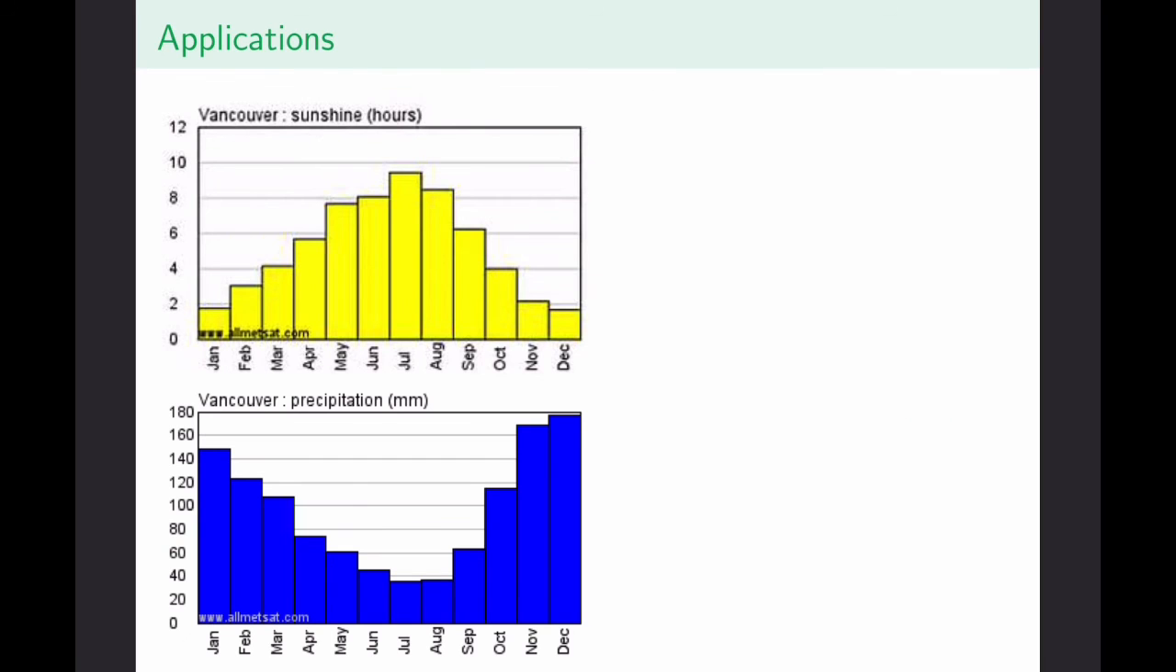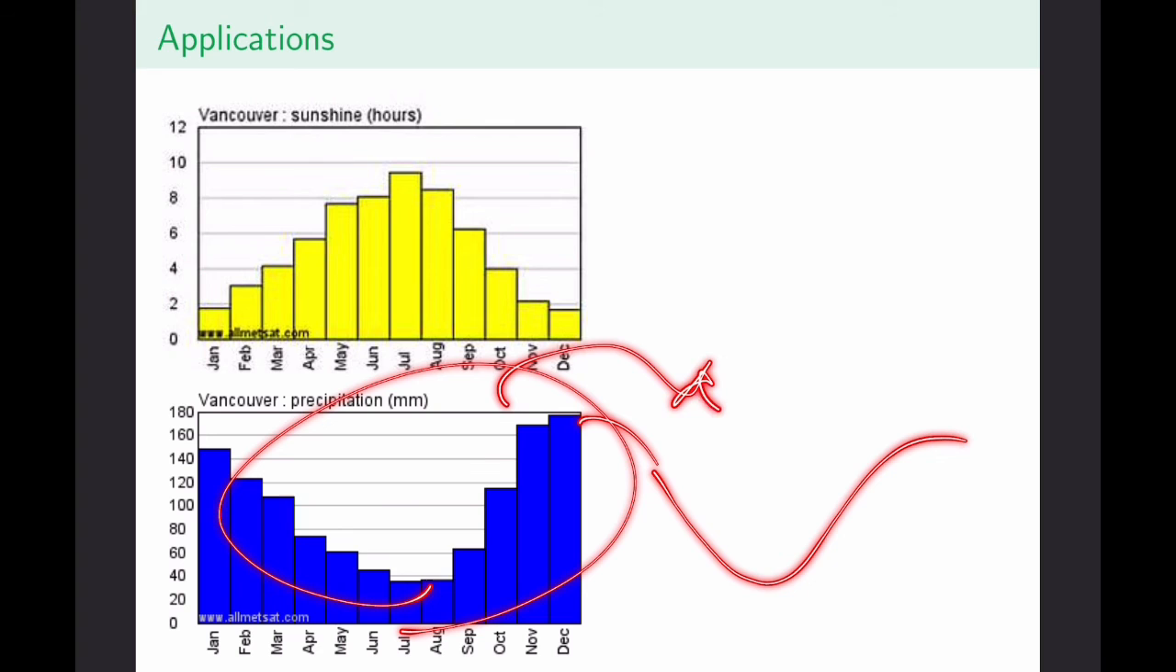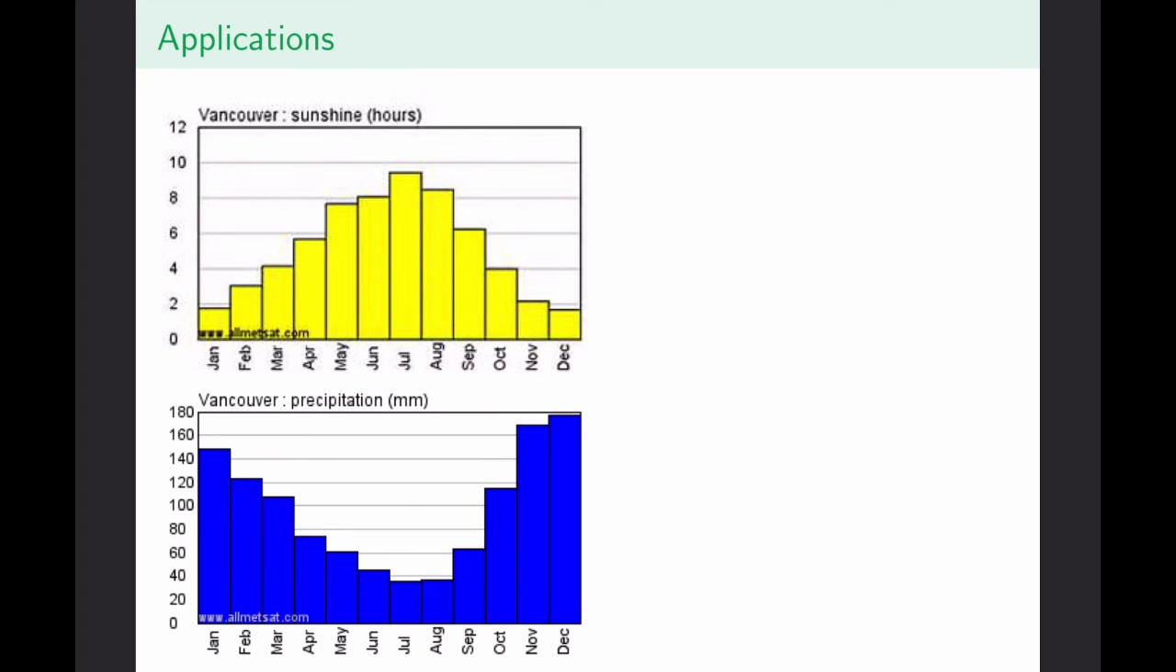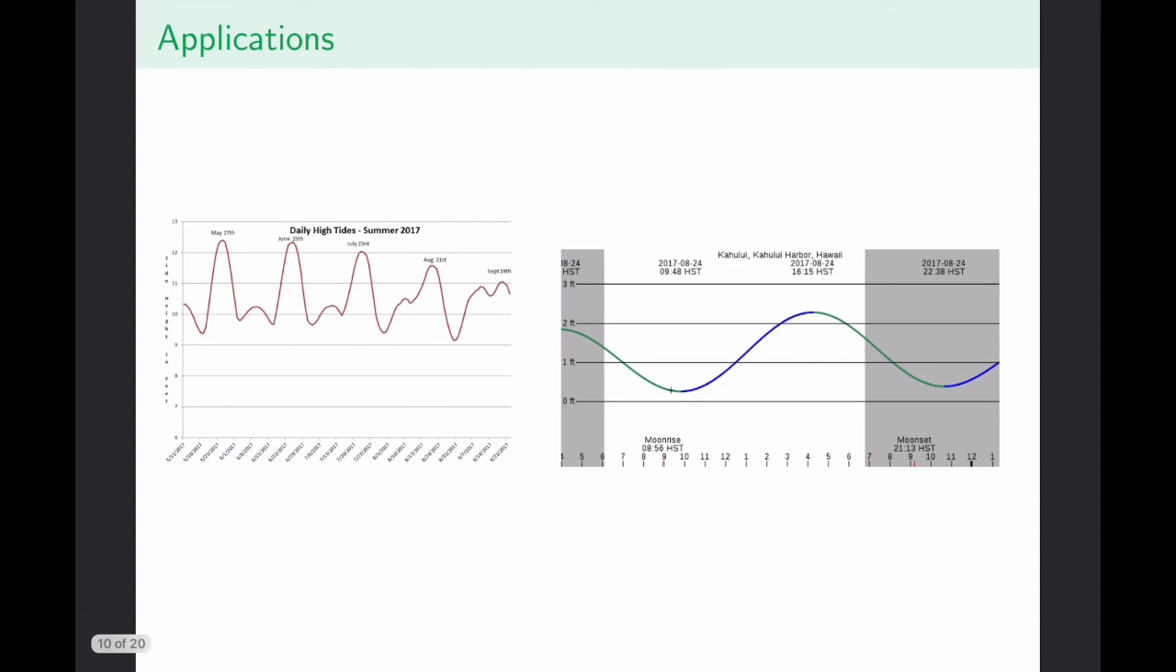Now, periodic functions occur in nature all over the place. For example, here we see the periodic number of sunshine hours that takes place over a year, or in contrast, essentially the opposite, precipitation in millimeters that also takes place throughout the year, and the averages that will repeat themselves in the exact same pattern on average throughout years. We see these types of patterns in the high tides. Sometimes they're a little bit more irregular, and sometimes they're almost perfectly sinusoidal.